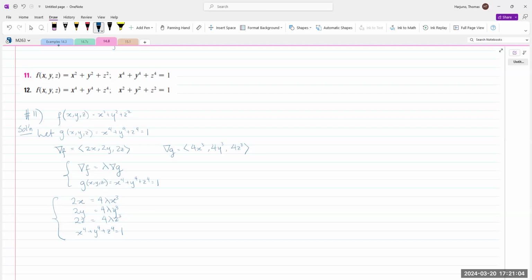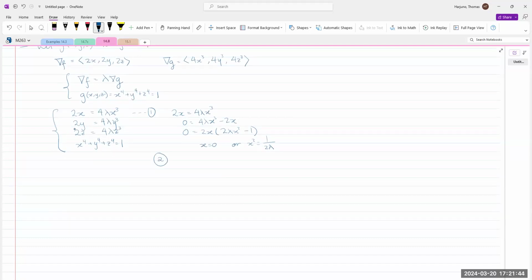But let's see. From the first equation, we see 4 lambda x cubed minus 2x equals 0. So if I factor out the 2x, I will get 2x(2 lambda x squared minus 1). Right? So either x equals 0 or x squared equals 1 over 2 lambda. In fact, from equation number 2, we get the same situation, either y equals 0 or y squared equals 1 over 2 lambda. For equation 3, we get z equals 0 or z squared equals 1 over 2 lambda.